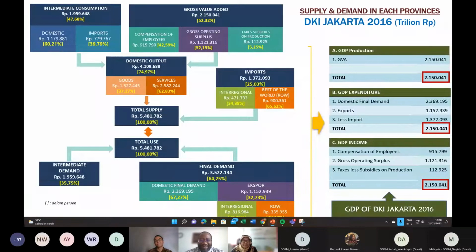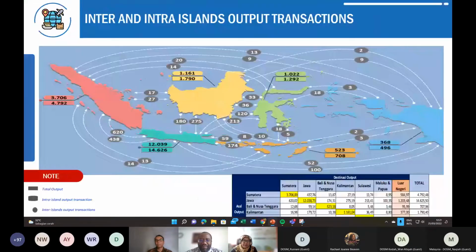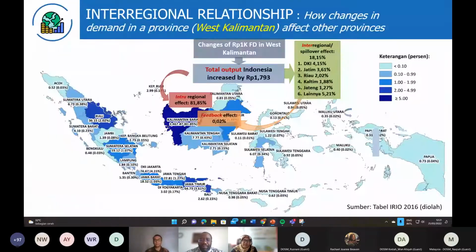I just want to show the key findings. First, in the compilation, we can show the supply and demand in each province. This is for DKI Jakarta, and we can also demonstrate the inter- and intra-island output transactions between regions. We can also inform the interregional relationship between regions, in terms of how changes in demand in a province, for example West Kalimantan, affect other provinces and by how much.